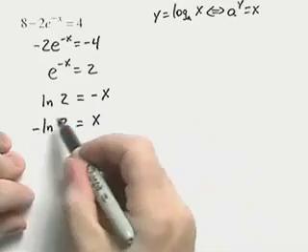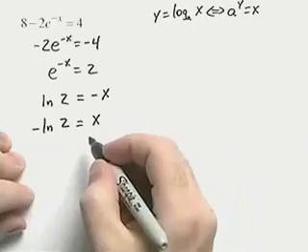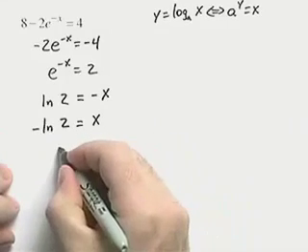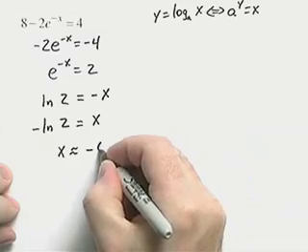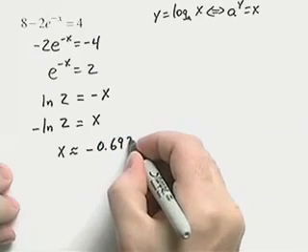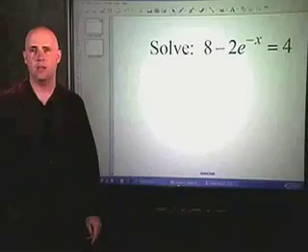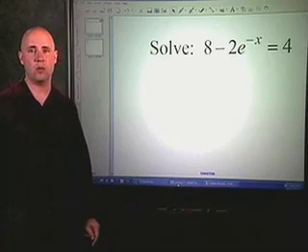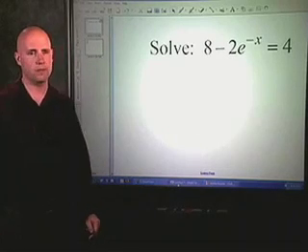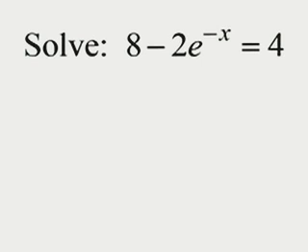Now this is the exact number, but if we'd like to put this in our calculator and approximate that, we'd see that x is approximately negative 0.693. Now that we've solved this equation algebraically, let's move to our Smartboard interactive whiteboard and solve it using the graphing utility. We're going to solve the equation 8 minus 2 e to the negative x equals 4.